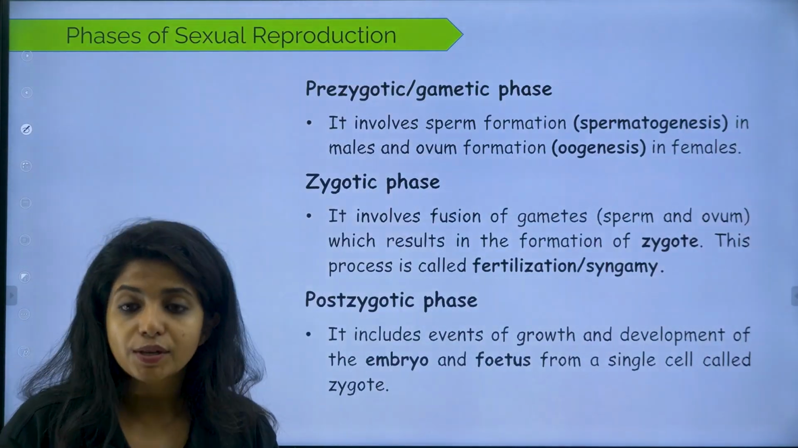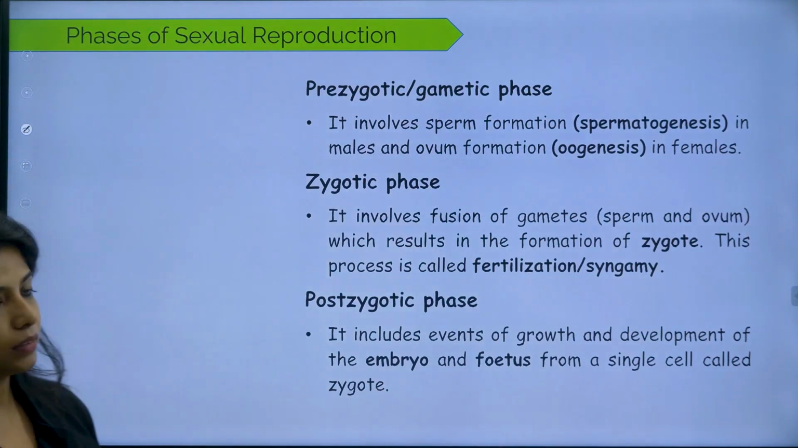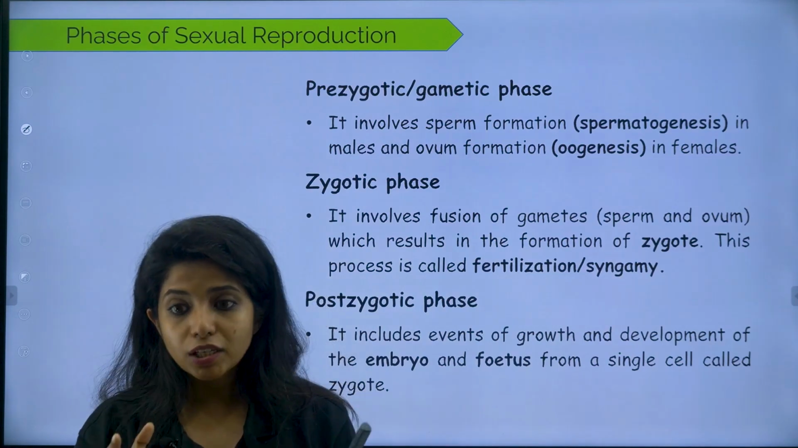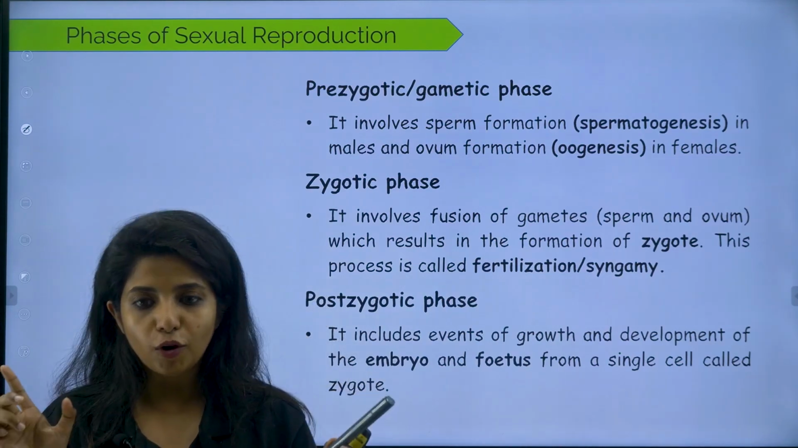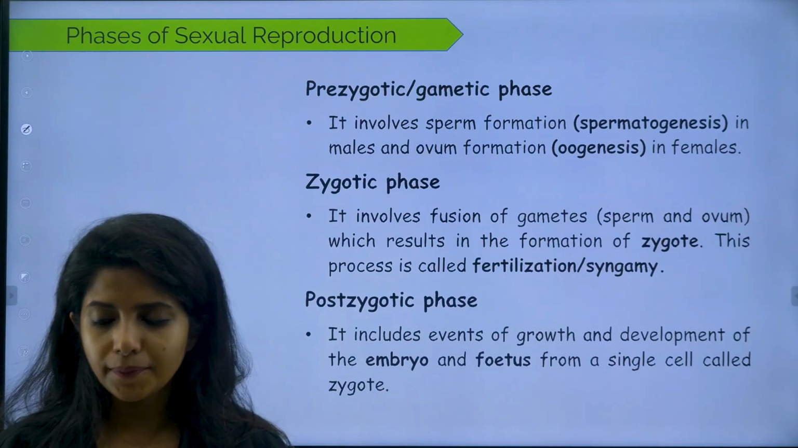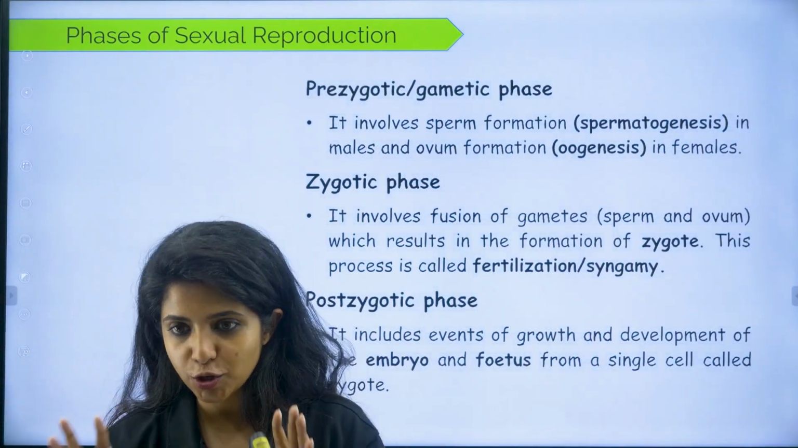Okay, now phases of sexual reproduction. So there is the pre-zygotic phase. What do you mean by pre-zygotic? Before the zygote is formed, right? So there is a phase before the zygote is formed. Okay, so let's move on to the phases of sexual reproduction.